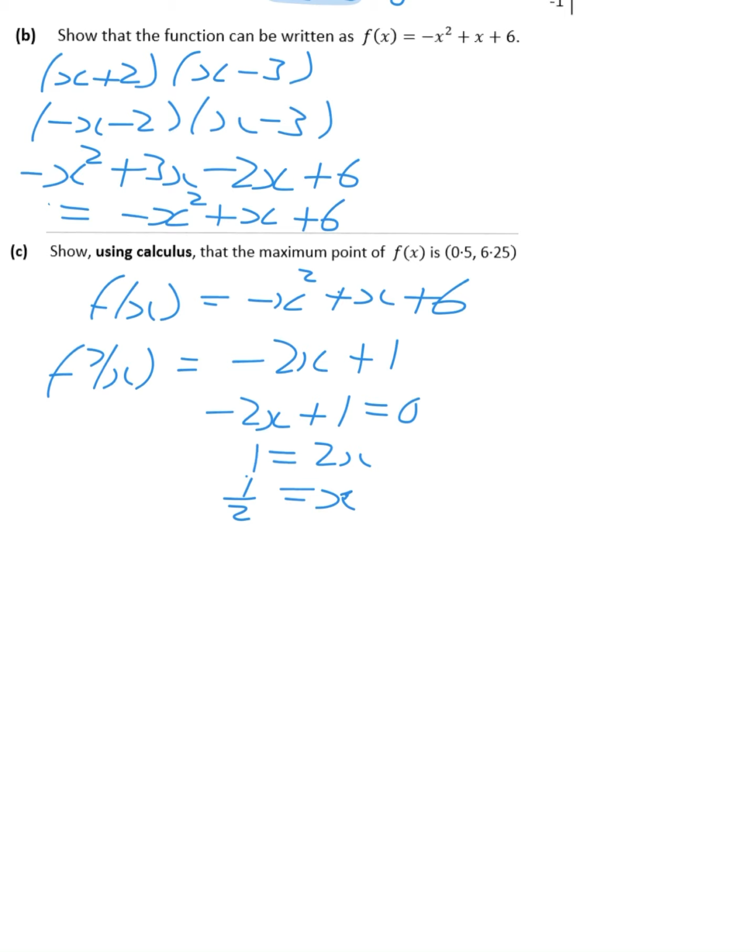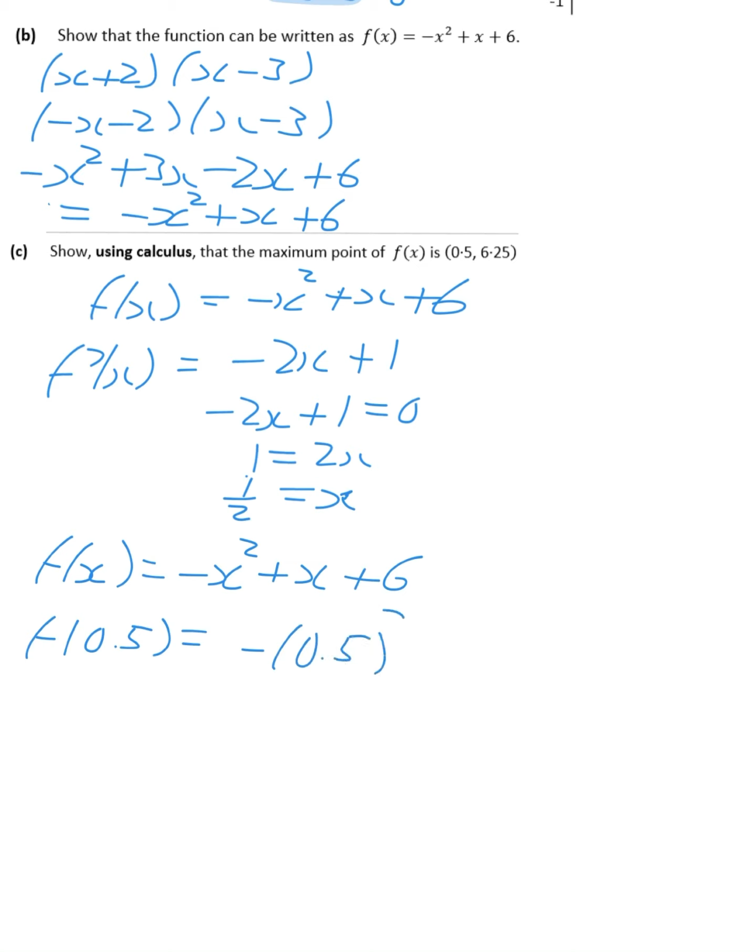Now, with this value, sub it into the original. And so the original is f(x), so I'm just going to write that again. So f(x) is equal to minus x squared plus x plus 6. So now let's put in 0.5 into this. So we'll have minus 0.5 all squared plus 0.5 plus 6. And when you put all this into your calculator, you'll end up with 6.25.